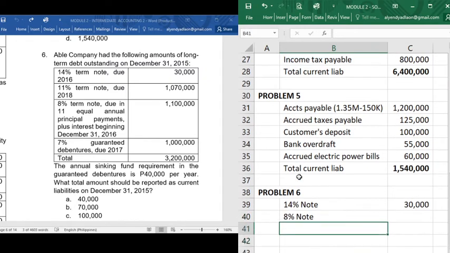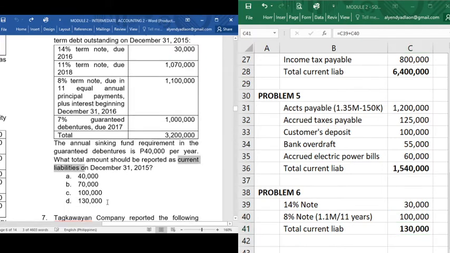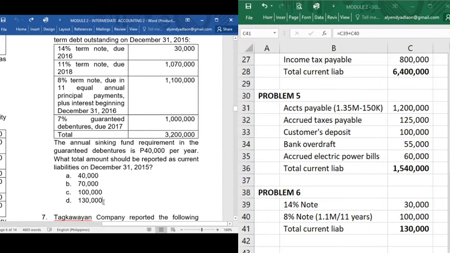So take note that our note is 1,100,000 divided by 11 annual principal installments, that is 100,000. So meaning by next year, we are only obliged to pay 100,000. So therefore, the current liability here is only the amount of 100,000. Again, that is 1,100,000 divided by 11 years. Okay, and that is 100,000. Next, 7% guaranteed debentures due 2017, that is due in 2 years. So that is not a current liability. So these are all our total current liabilities. We have 30,000 and 100,000, and that is 130,000, letter D. Okay, letter D.